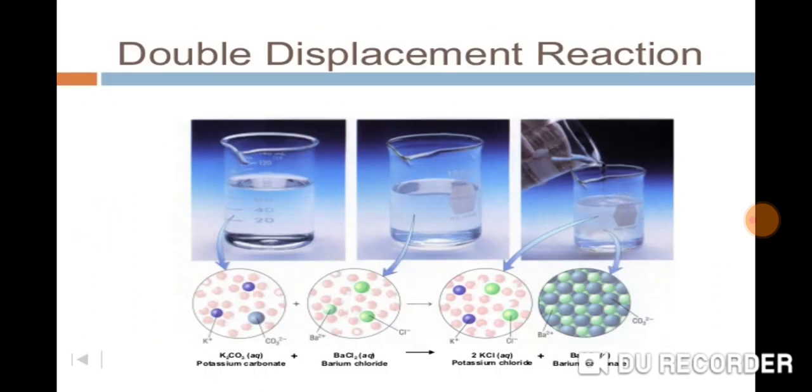So the double displacement is taking place. This is a visual diagram in which potassium carbonate and barium chloride displace themselves in a container when heated, and potassium chloride is formed in liquid whereas barium carbonate is formed in solid.